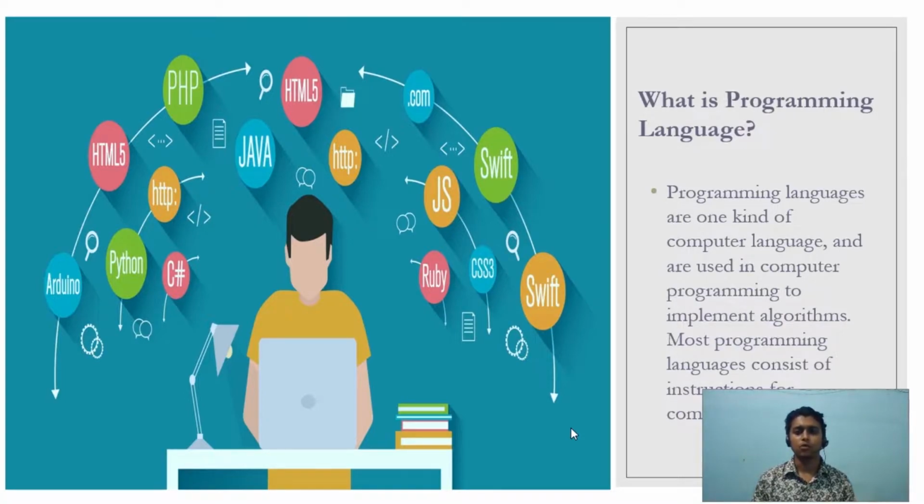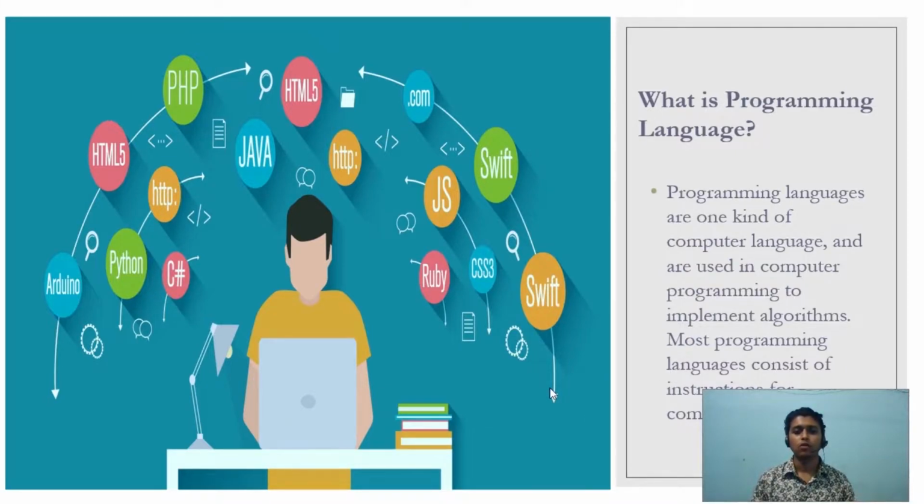Before talking about programming language, we can simply talk about language. A language is a thing in which we can express our feelings. In the same way, a programming language is for the computer, by which the computer can execute an instruction. Then what is a programming language? Programming languages are one kind of computer language and are used in computer programming to implement algorithms. Most programming languages consist of instructions for computers.